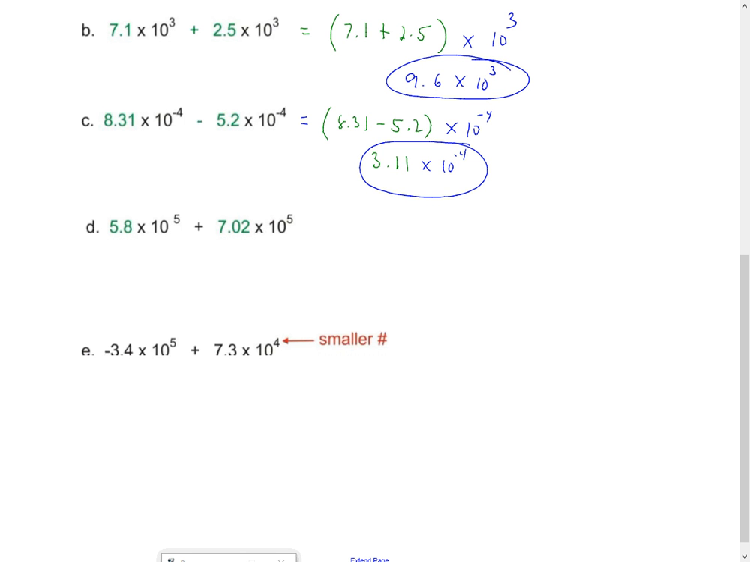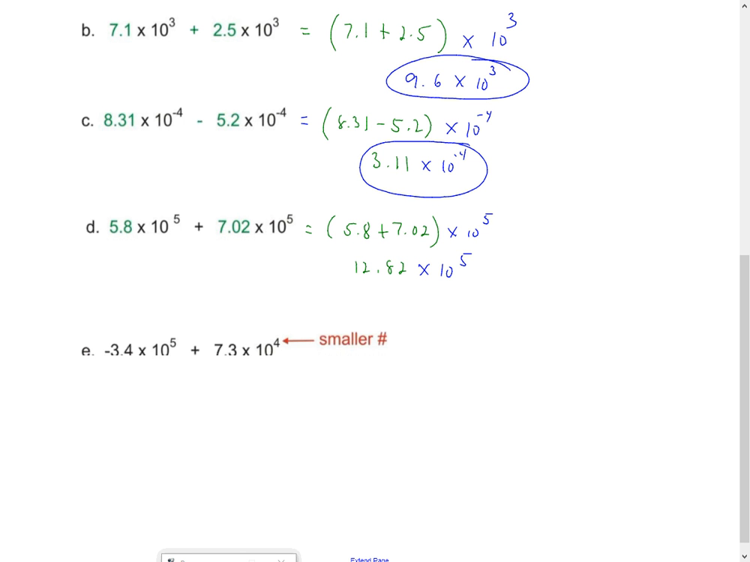All right, D is unique. Our powers still match, so that's good. But look what happens when we add the green parts. In this case, we're going to do a 5.8 plus a 7.02, and again, of the times 10 to the fifths. 5.8 plus 7.02 of the times 10 to the fifths. All right, so if you added that up, you would get 12.82 times 10 to the fifth.